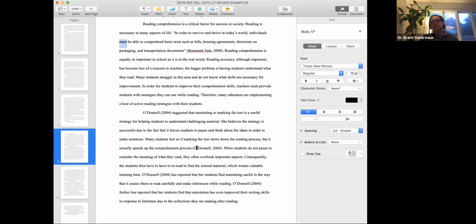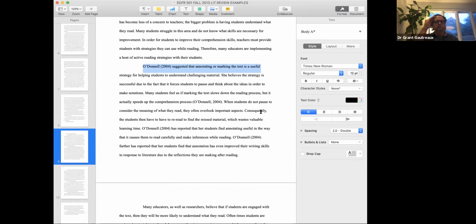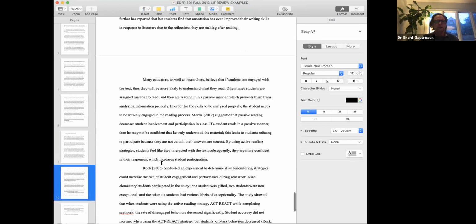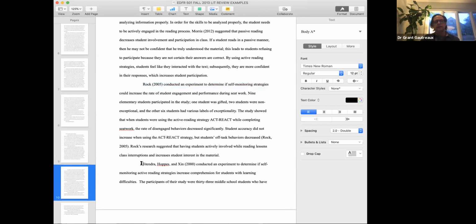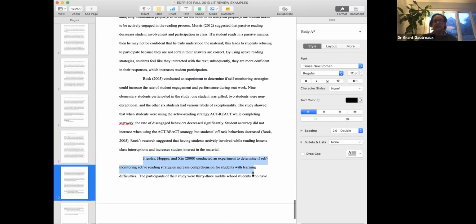Now we're going into some specifics. So O'Donnell talked about annotating or marking. I would have liked for this person to have found another researcher that looked at annotating or marking the text, okay? Morris talked about passive reading. Rock looked at self-monitoring. Jintendra et al. extended that self-monitoring.